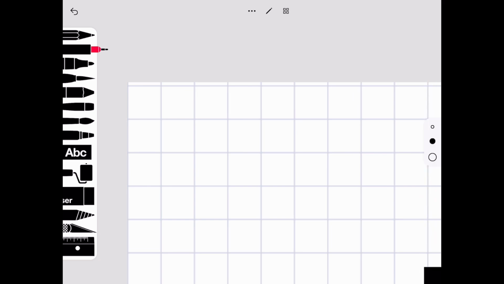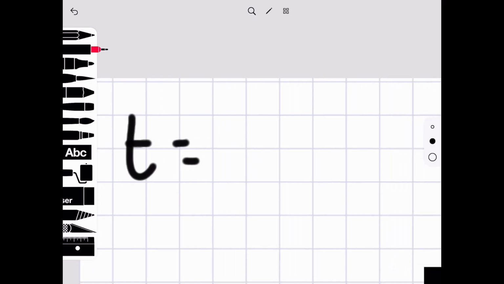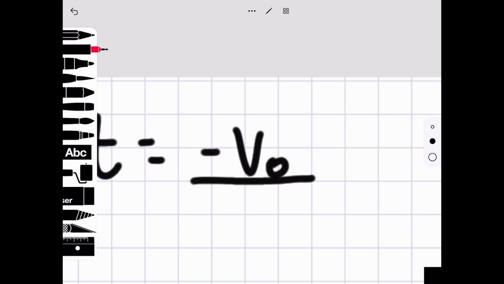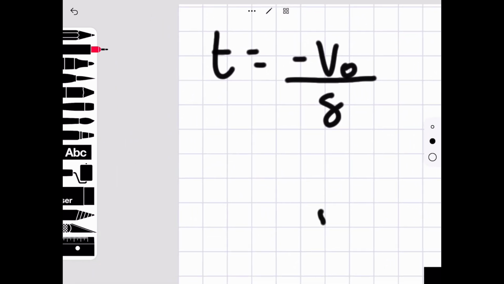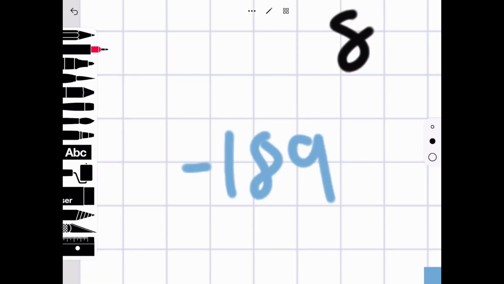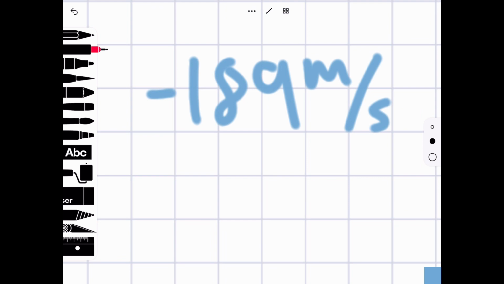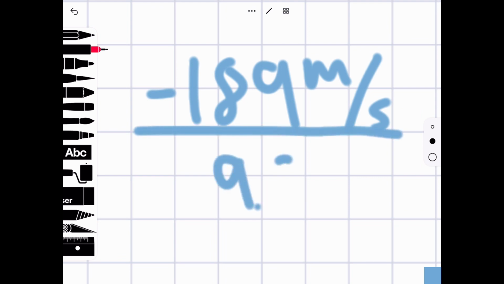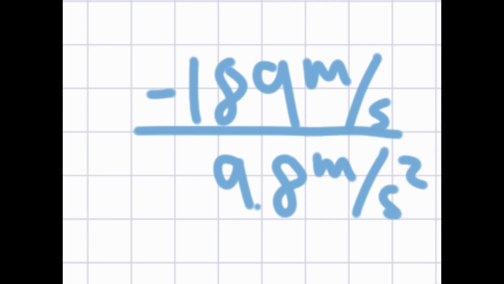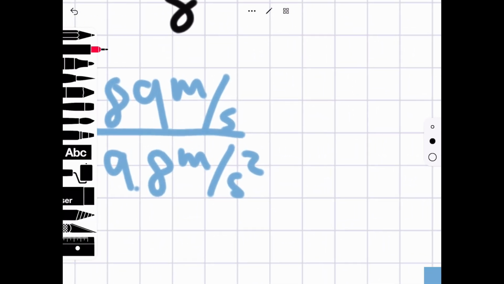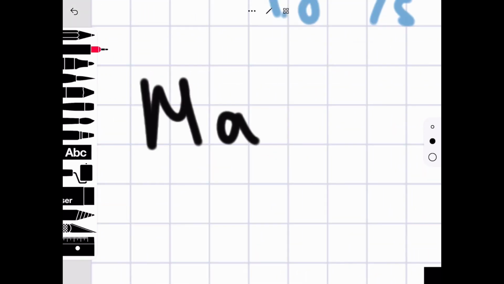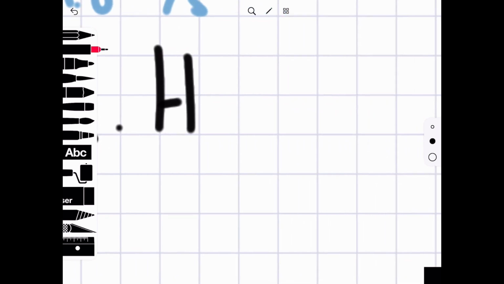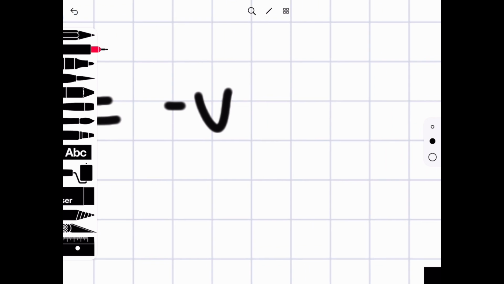Okay, for the first exercise, we need the formula of time for this vertical shot, that is minus initial velocity divided by gravity, and that's equal to minus 189 meters divided by second squared divided by 9.8 meters divided by second squared, and that's 19.28 seconds.